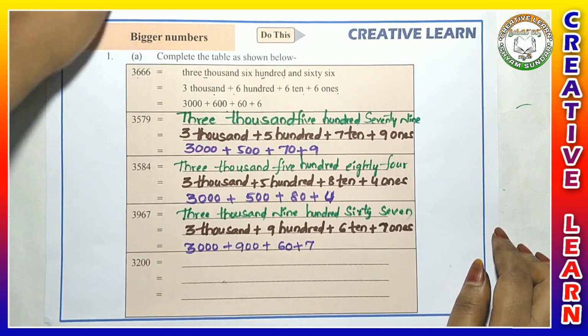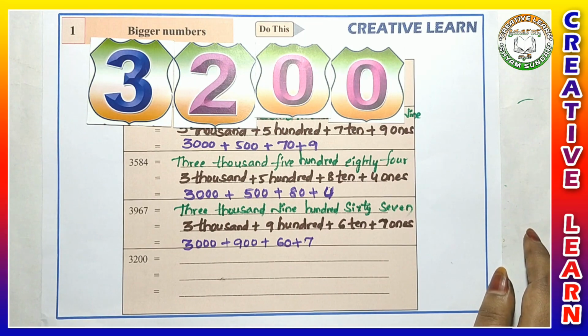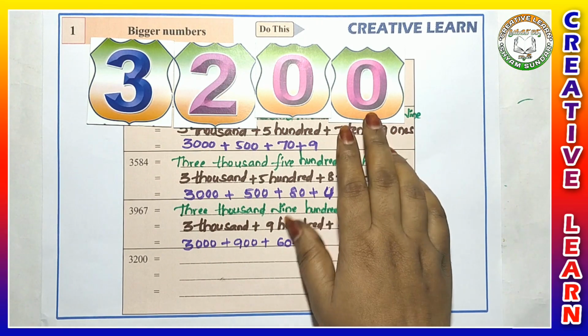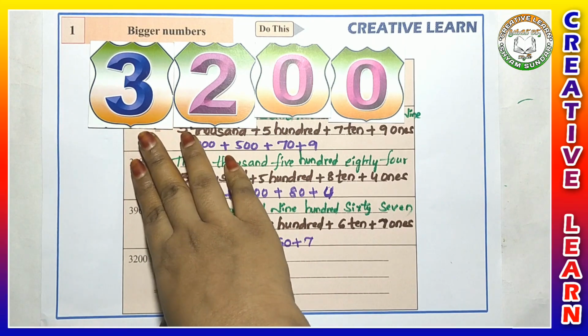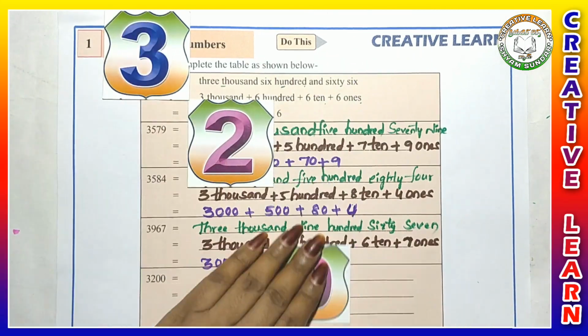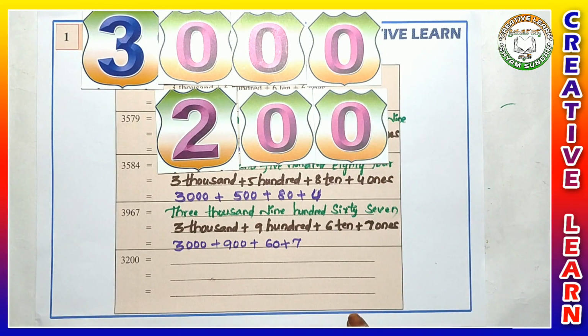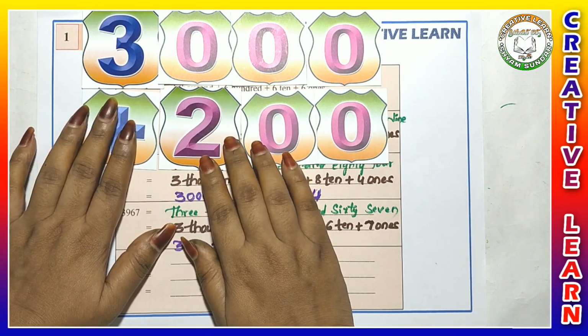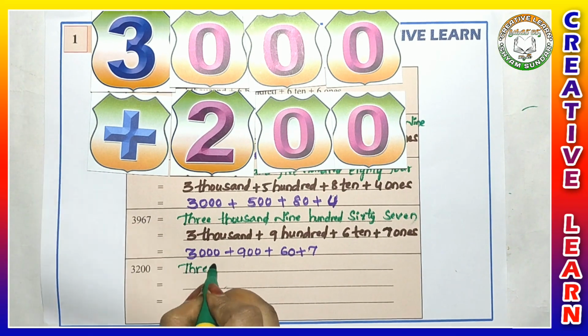3200. Now let's see the places: ones, tens, hundreds and thousands. 3000 plus 200s means how many thousands? 3. How many hundreds? 2. Let's write the number here.